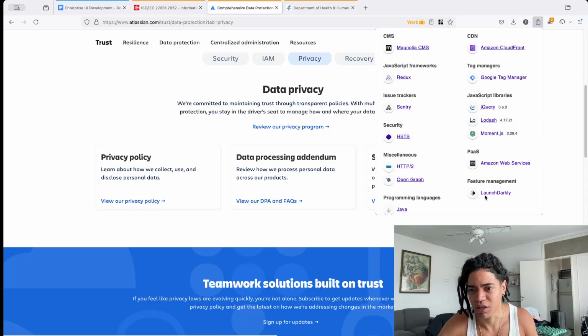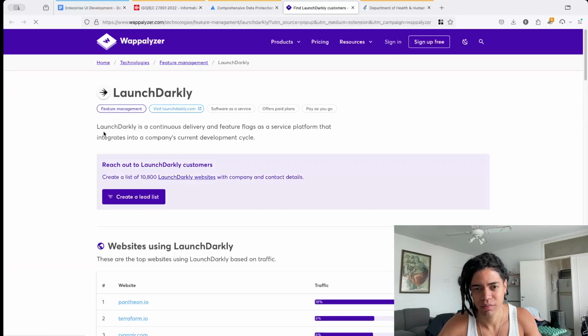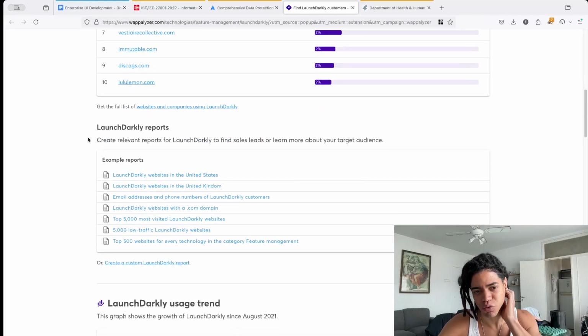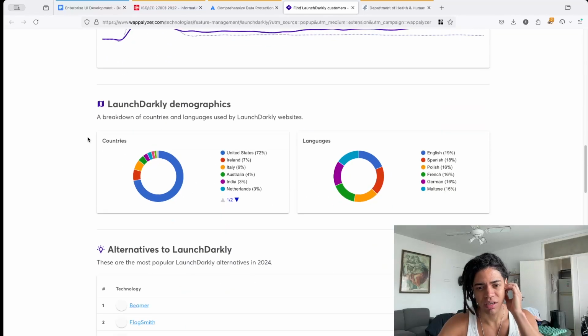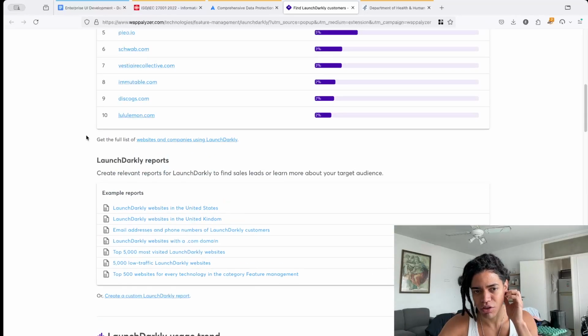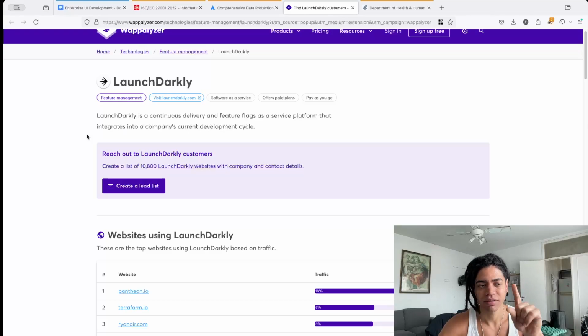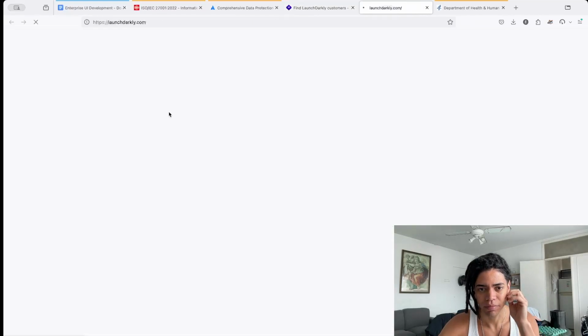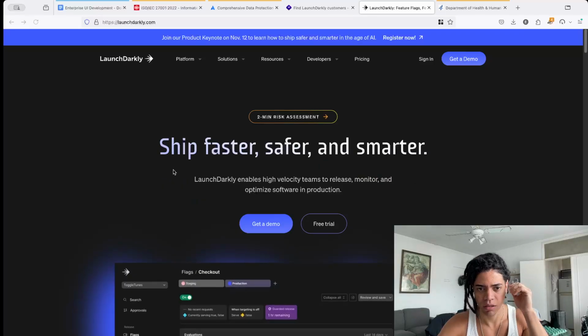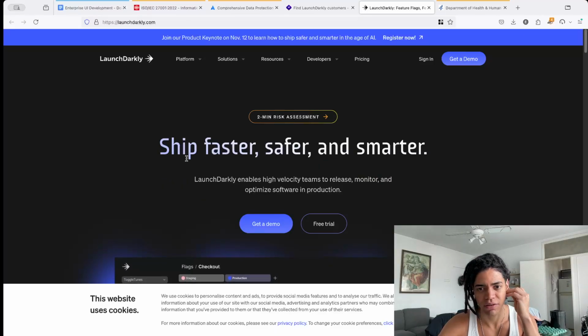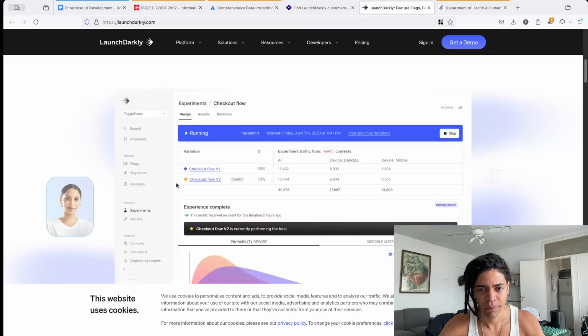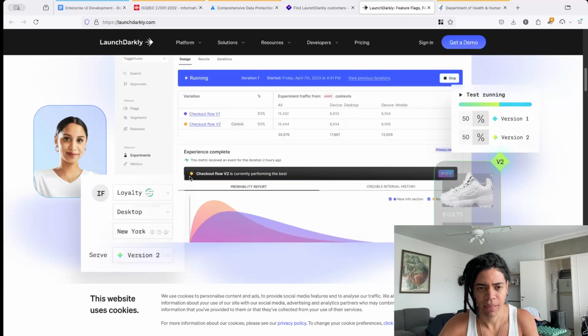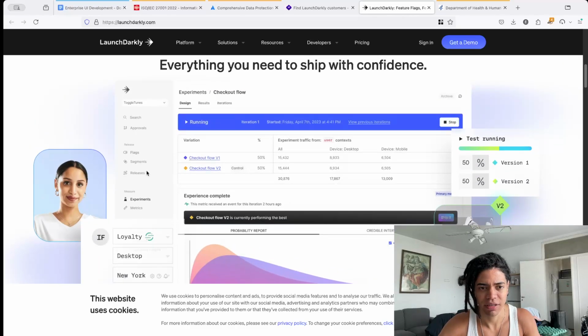Oh, feature management, LaunchDarkly. It's a continuous delivery and feature flag as a service platform that integrates into a company's current deployment cycle. So if you want the power to disable a particular feature that was deployed, you can do it with just a single click. Ship faster, safer, and smarter. Flag, segment, and release.